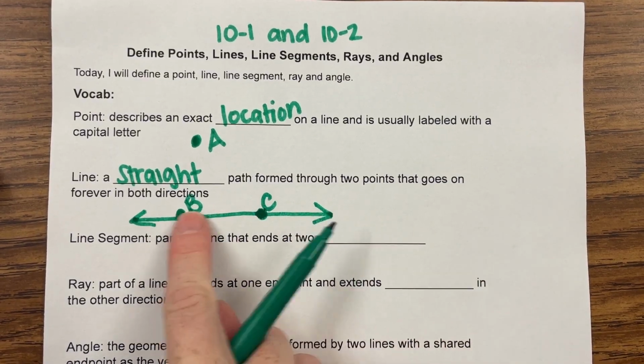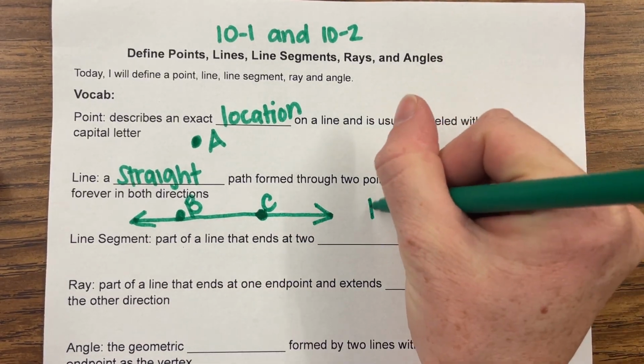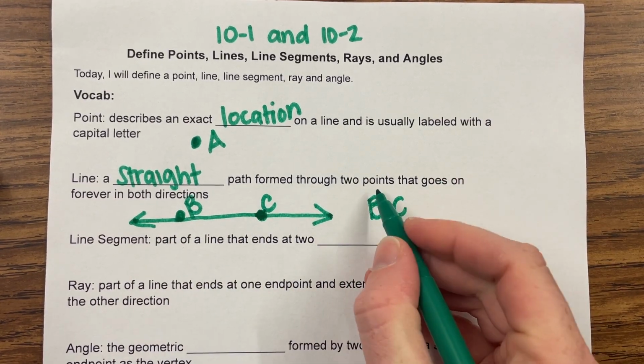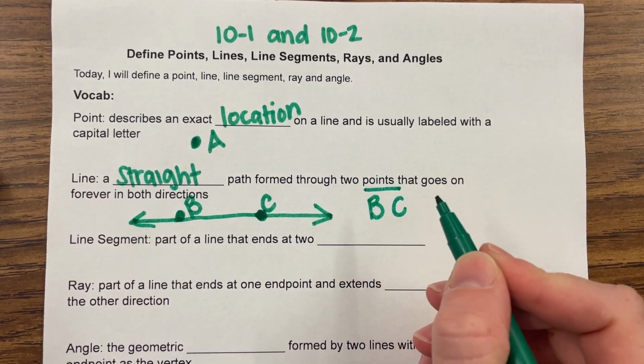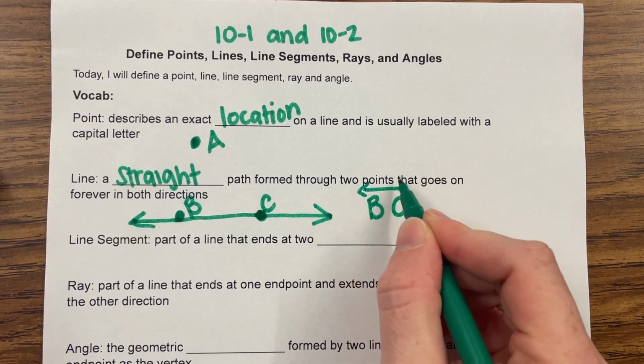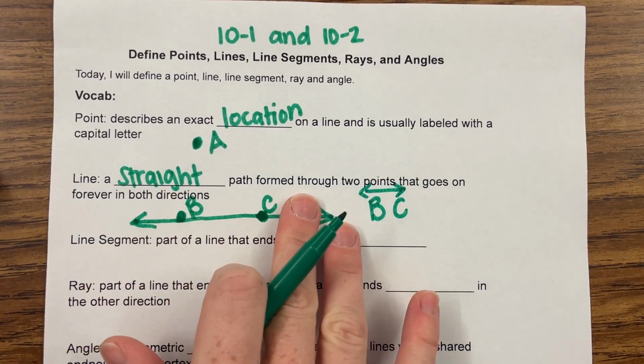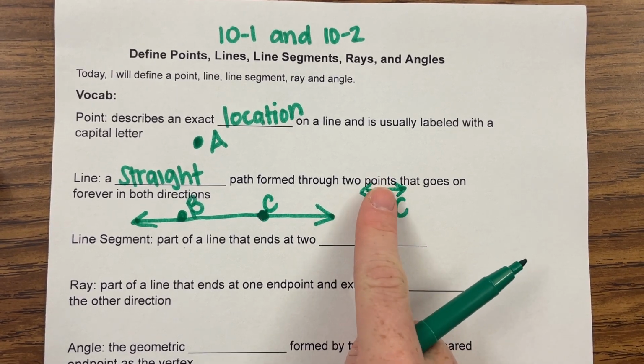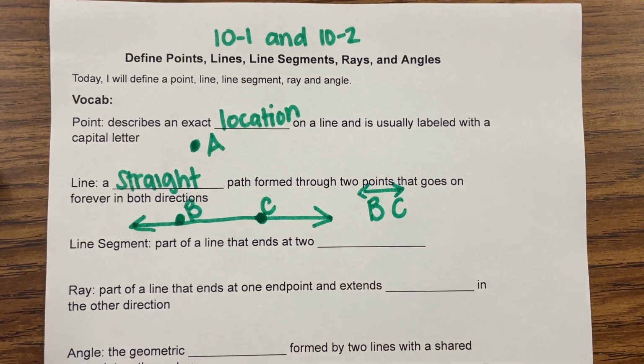What we would call this line is BC, because we name the points, and then above it, we would draw an arrow going out to each side. So if I said label this line, I would want you to say it's BC, and then you have to have 2 arrows up above it.